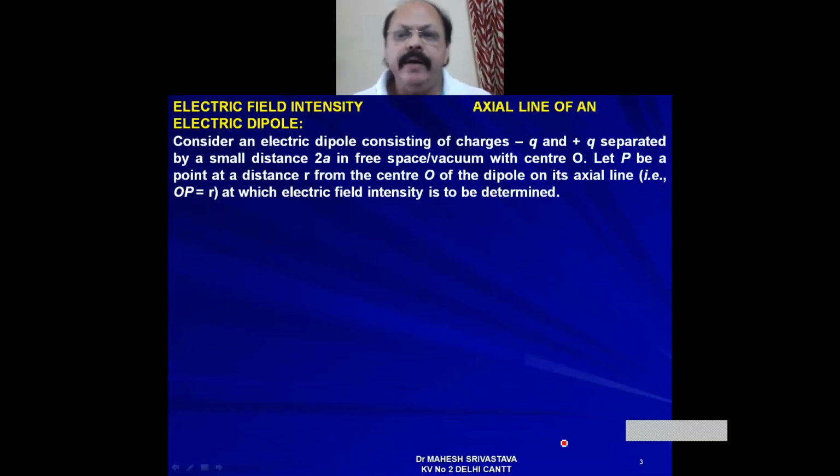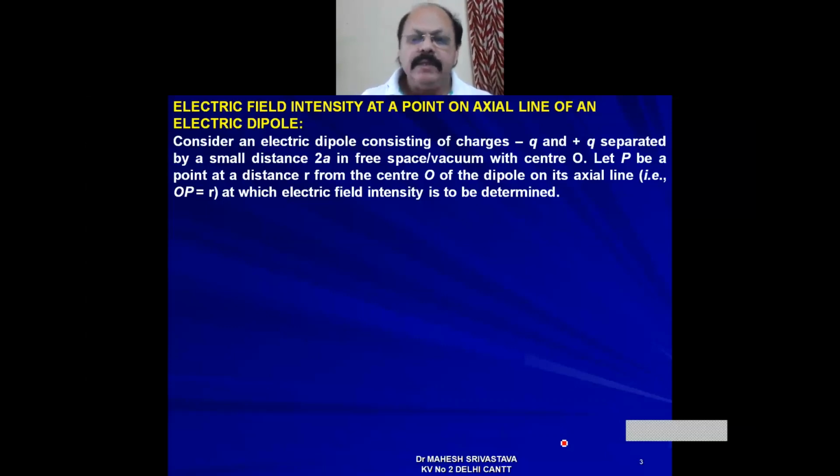Now we have to find the electric field intensity at a point on the axial line of an electric dipole. So first you understand the meaning of the axial line. The axial line is the line that passes through the axis of an electric dipole. So you take any point on it and find the electric field intensity.